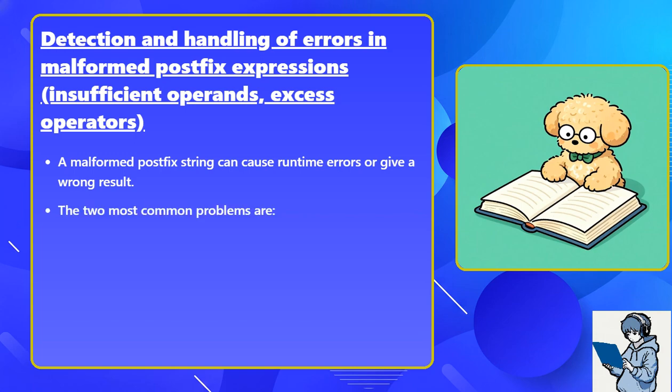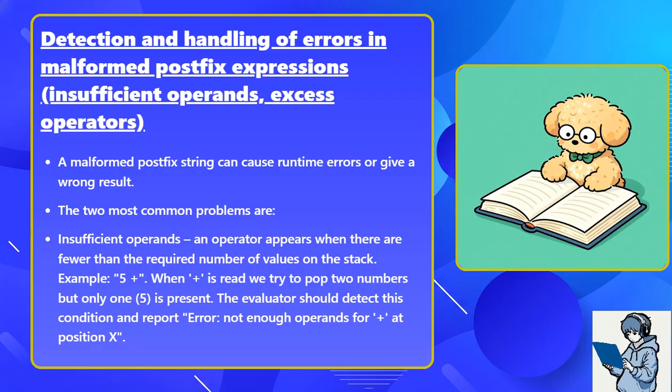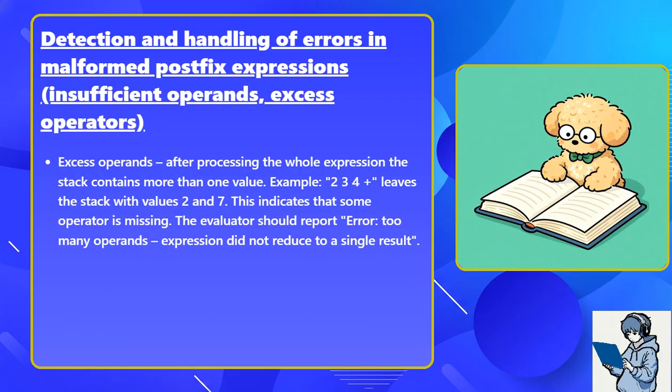The two most common problems are: insufficient operands. An operator appears when there are fewer than the required number of values on the stack. Example, 5 plus. When plus is read, we try to pop two numbers, but only one, 5, is present. The evaluator should detect this condition and report error, not enough operands for plus at position x. Excess operands. After processing the whole expression, the stack contains more than one value. Example, 2 3 4 plus leaves the stack with values 2 and 7. This indicates that some operator is missing. The evaluator should report error, too many operands, expression did not reduce to a single result.